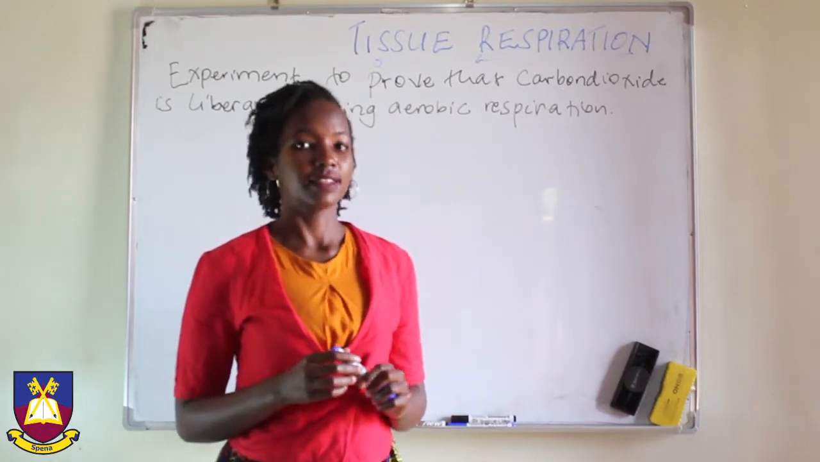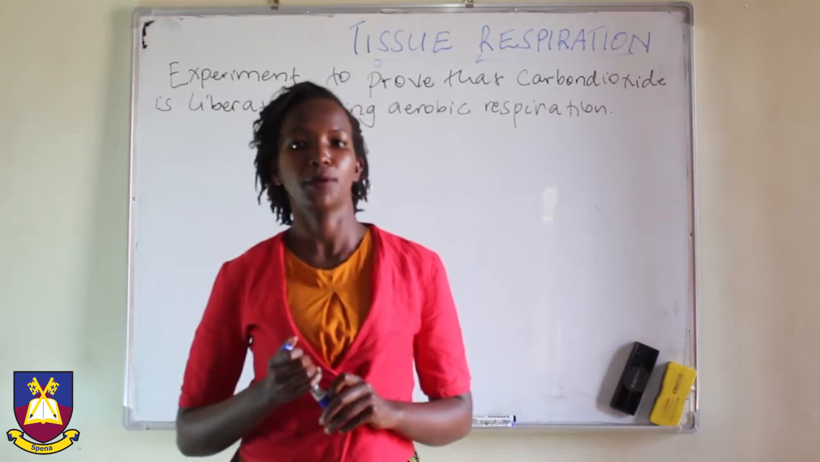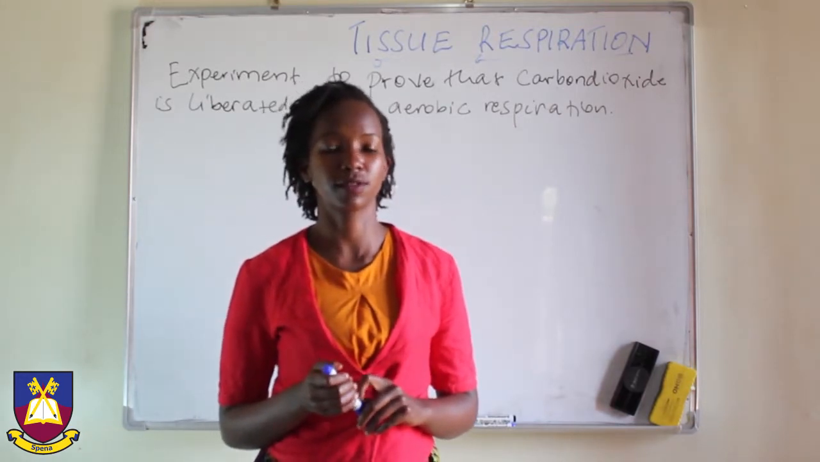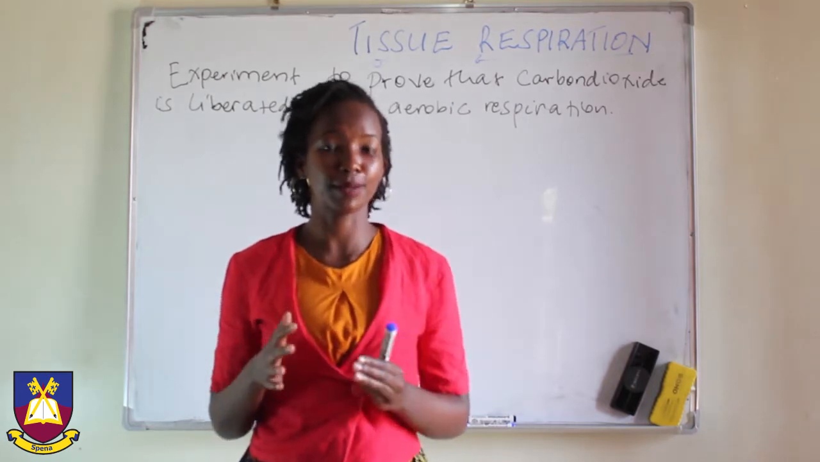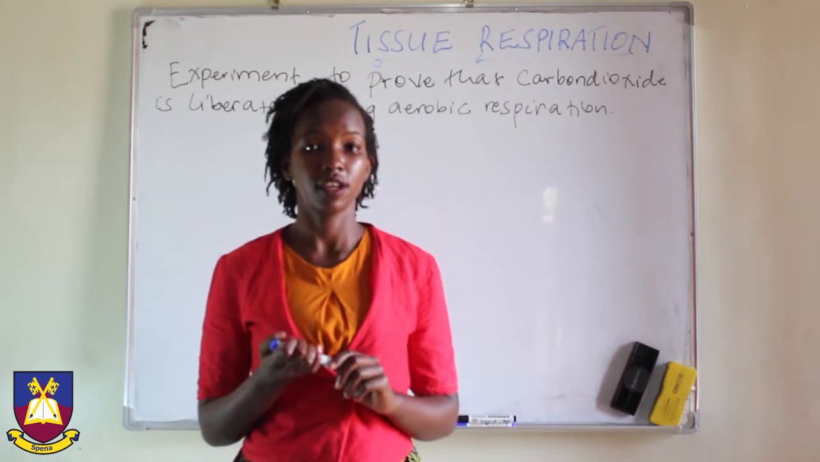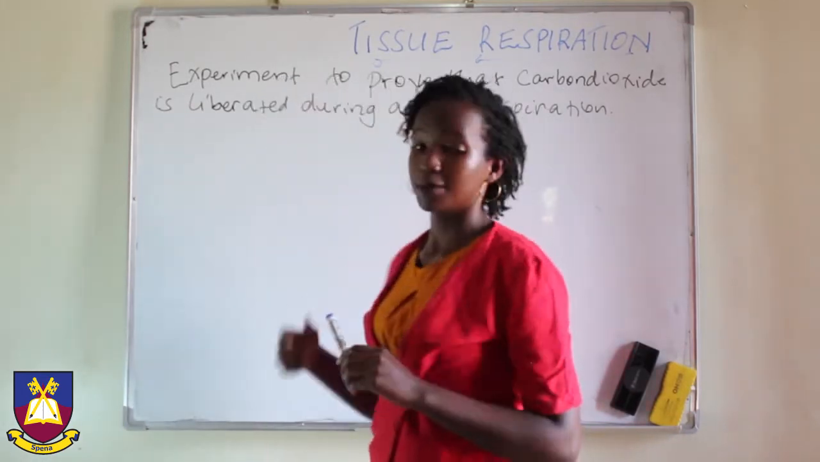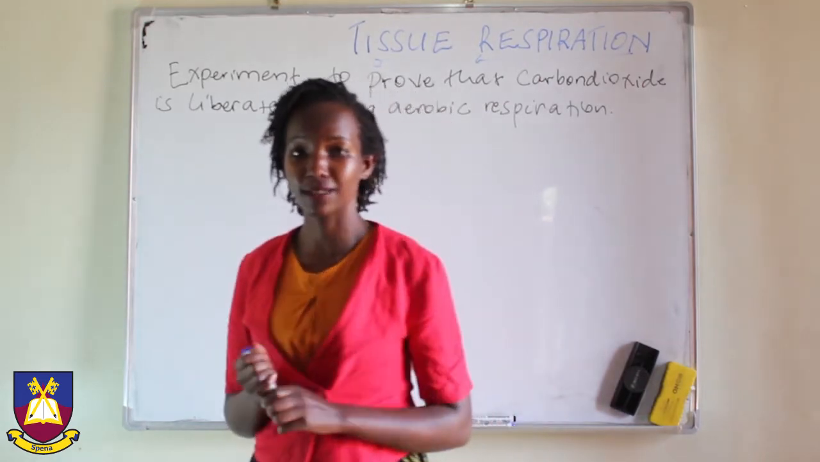Carbon dioxide is produced as a product of respiration when we burn down glucose to produce energy. So we're going to see how to carry out an experiment to confirm that carbon dioxide is produced during aerobic respiration. And as usual, we start with what we shall need.